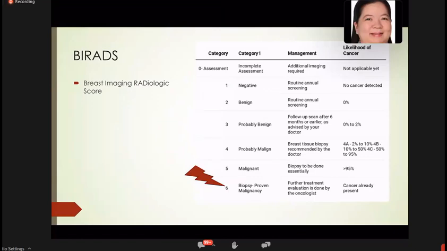BI-RADS category 6, cancer is already present na. Again, surgery na kagad ito. Okay? Surgery, basta you refer to an oncologist kagad.